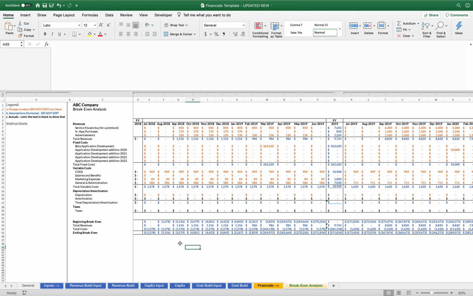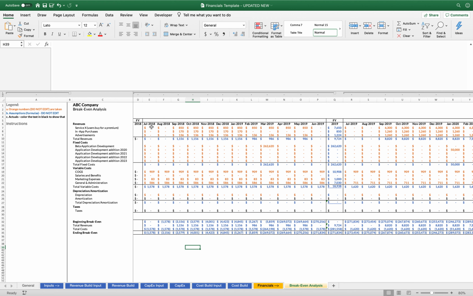So the break-even analysis is just that. It tells you the break-even point of where your revenues equal your costs, and hopefully after that point your revenues will exceed your costs and you'll start making some profits. In the beginning, for any company, any startup, you're always going to have a lot of costs up front. You're going to have to invest money to earn money in the future. So you're going to see in the first few years that your break even is going to be negative.